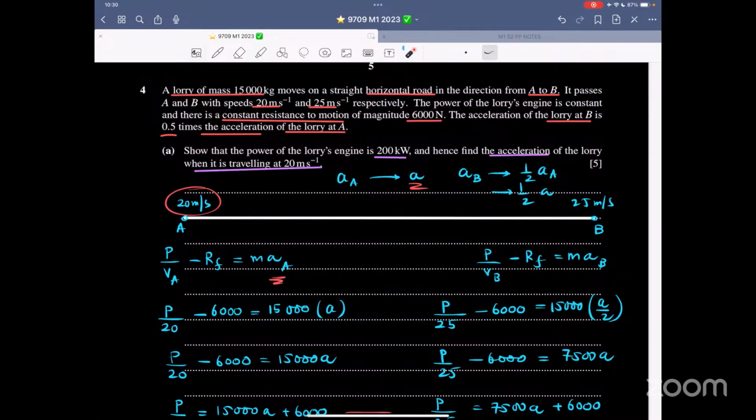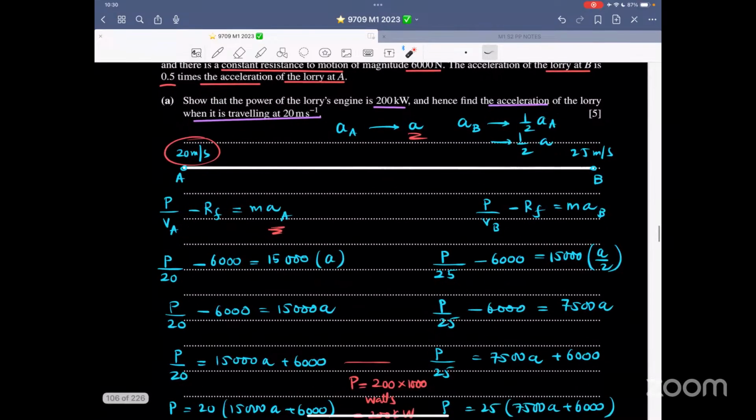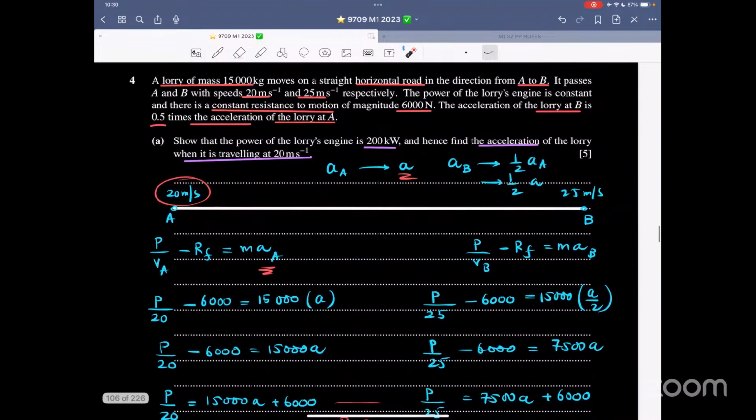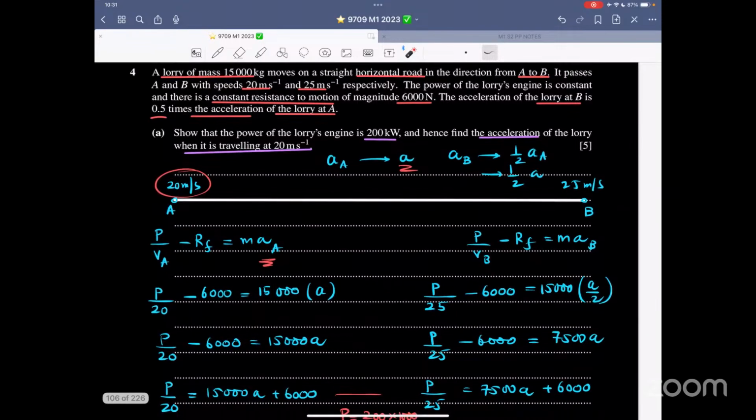Now over here, first of all, acceleration at A is A, and acceleration at B is half of A. So that is the first thing that I pointed out. Let me point it out again. Let me highlight it.